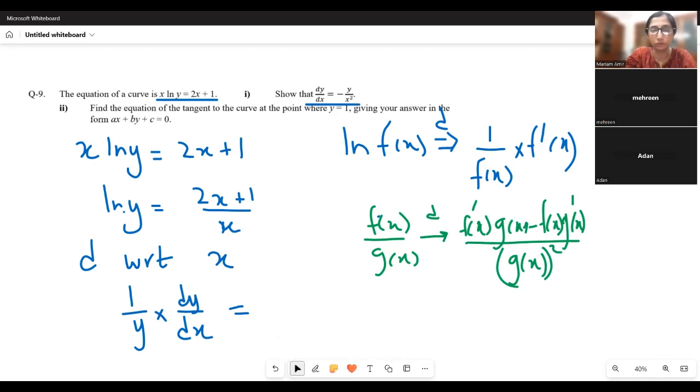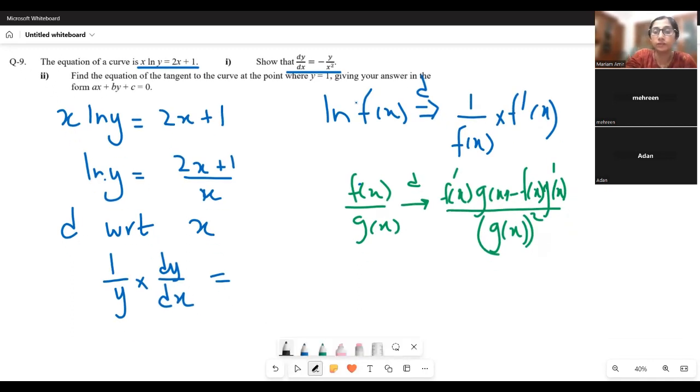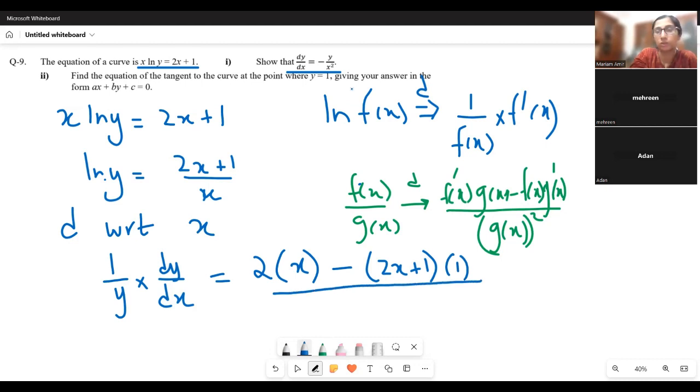Okay, so let's use that. Derivative of 2x plus 1 is just going to give us 2. The denominator just multiplies with the result. Minus sign in between. The numerator stays the same. The derivative of the denominator x is going to be 1, upon the square of the denominator, x squared. So we've applied the quotient rule of differentiation.